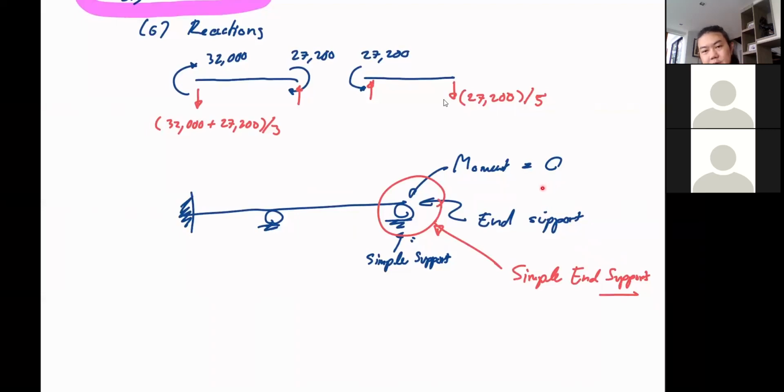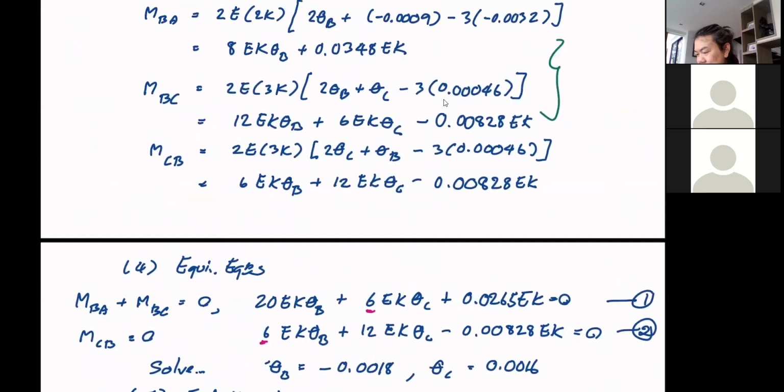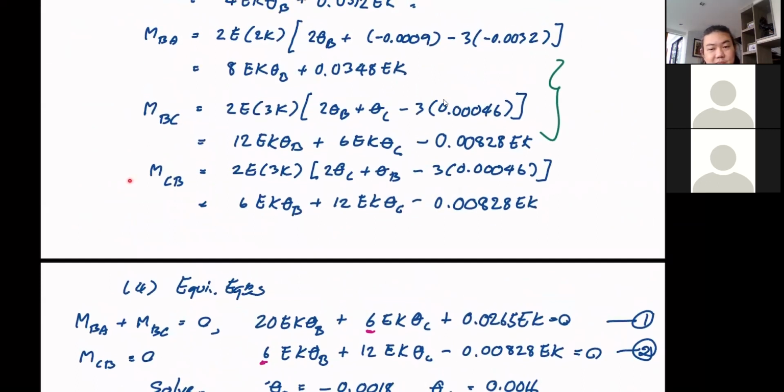So when you know this, why bother writing this equation? We know this is going to be zero, right? Why write it? It's kind of a waste of time, isn't it? So we have further modification, okay? Because we know that this is going to be zero. So that means if we face the simple end support, we can reduce our work even further.